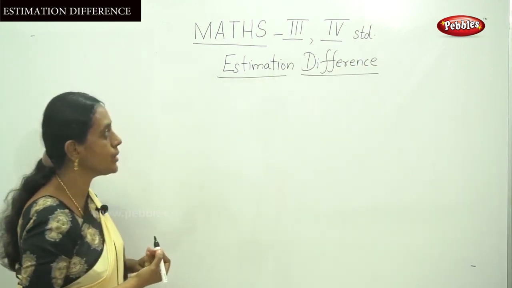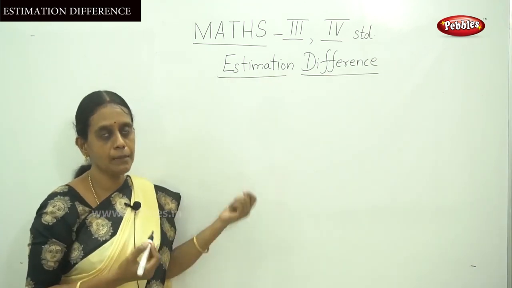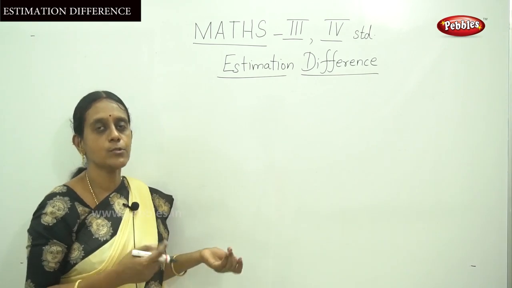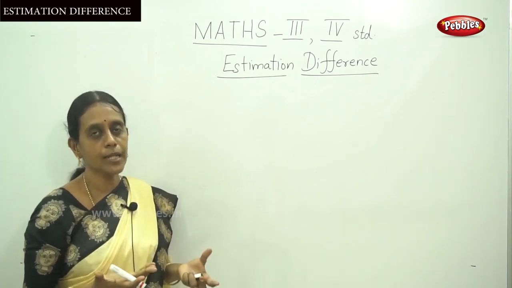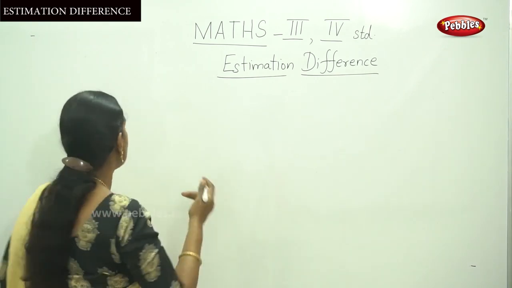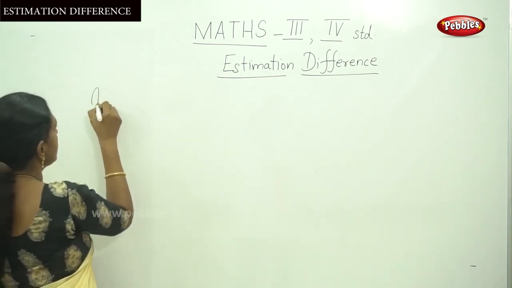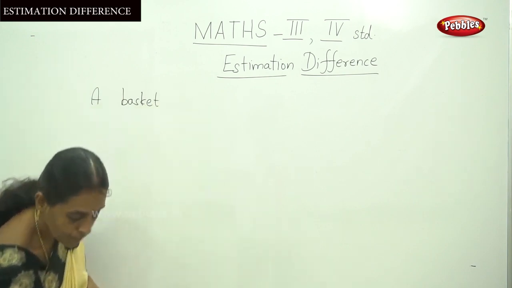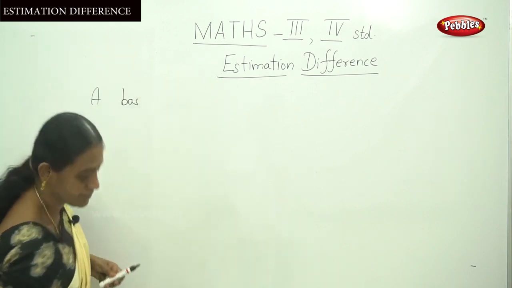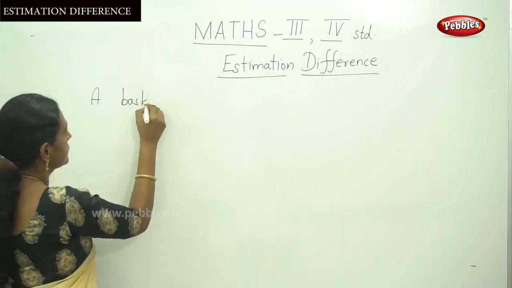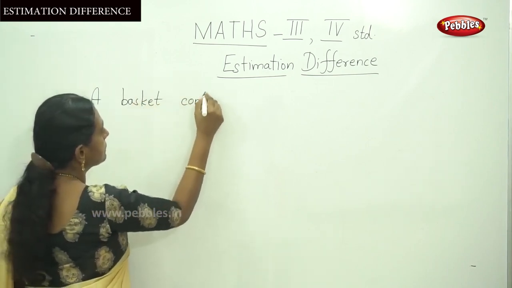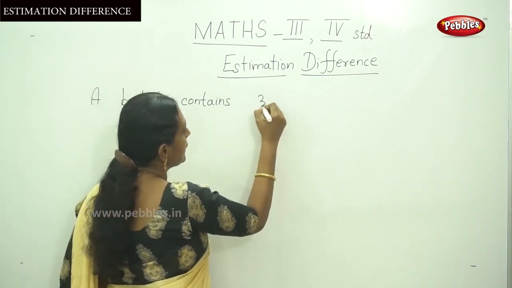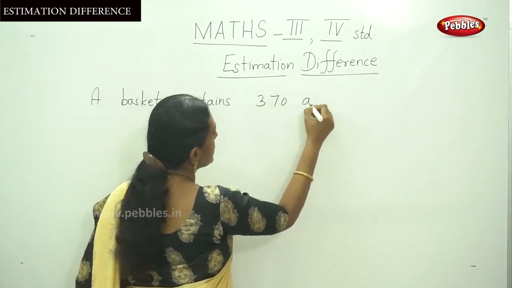Estimation difference, as we took in our addition topic. A basket contains 370 apples and 920 oranges. How many total fruits are there? Okay, let me write the question: a basket contains 370 apples.